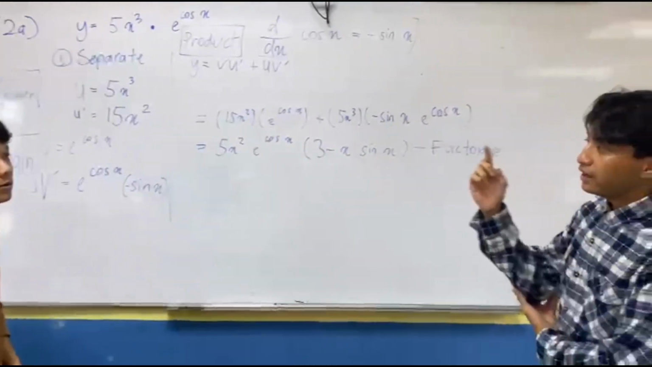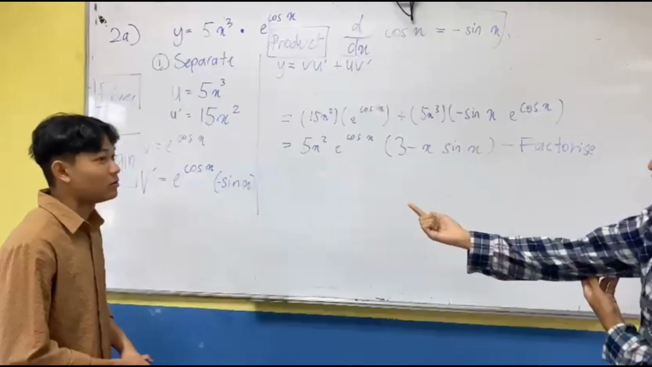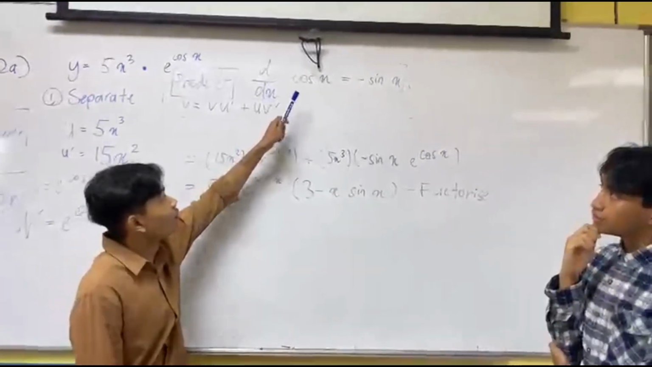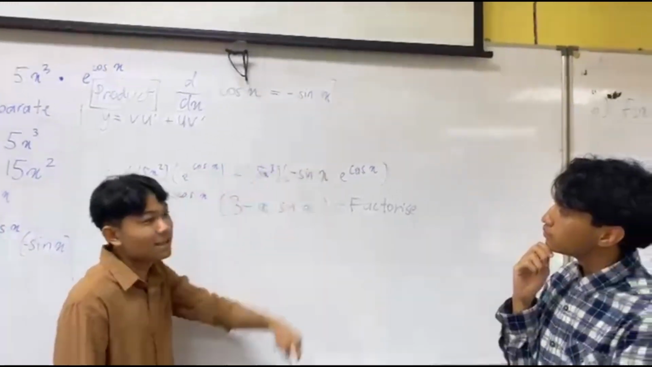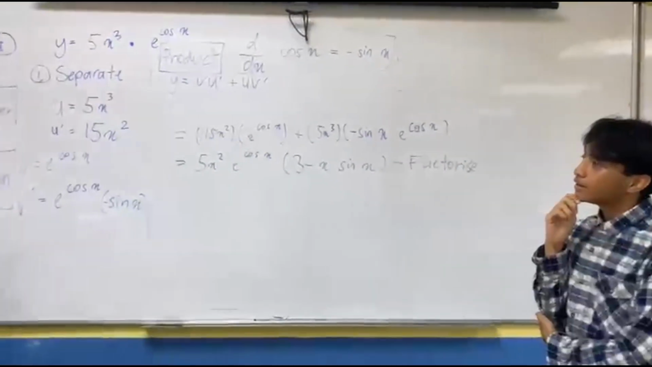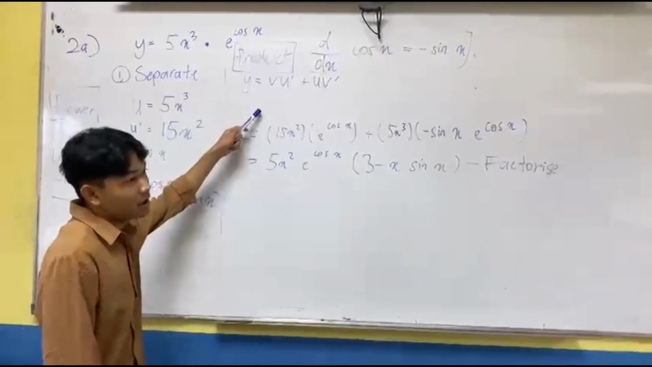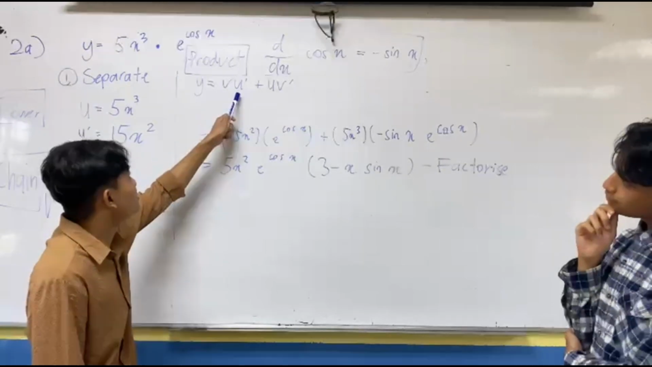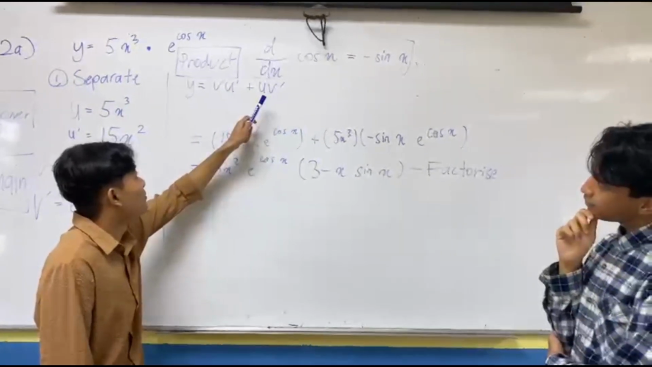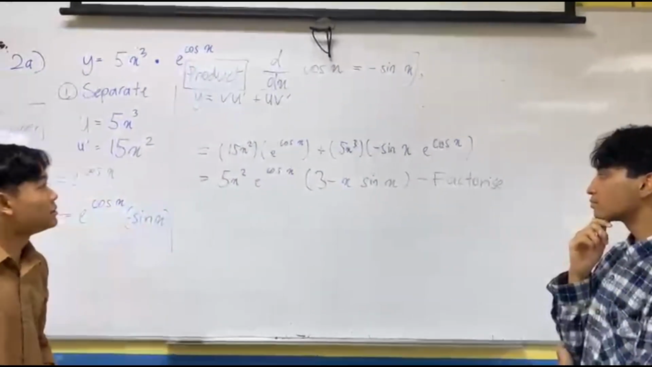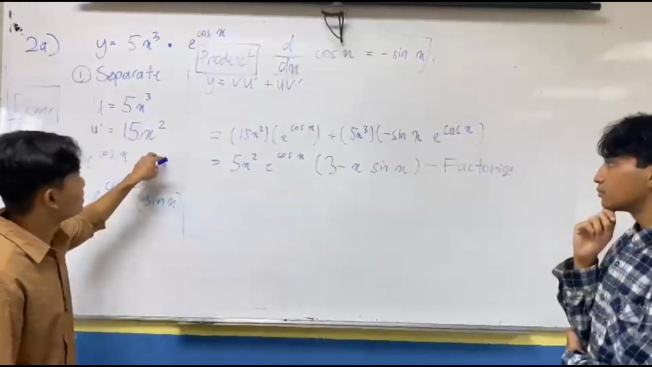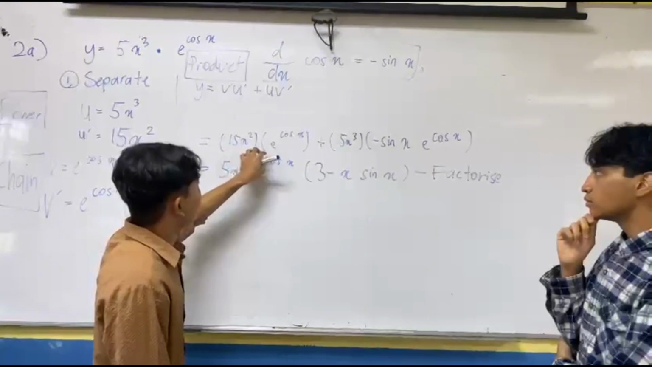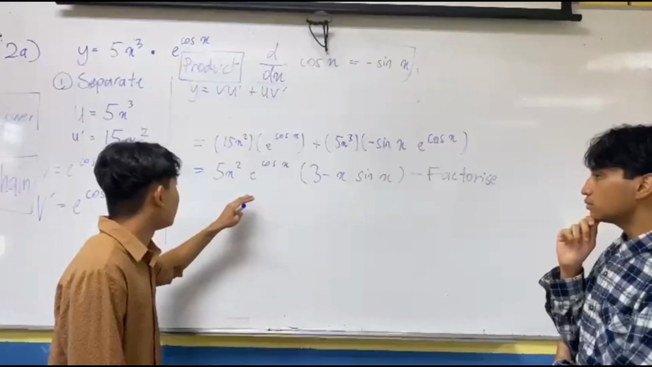I want to ask something. Why is the v prime equals x multiplied by negative sin x? Okay, for your information, I use the derivative of cos x equals negative sin x. Yes. So for the second step, I use the product rule. So this is the formula of the product rule: y prime equals v multiplied by u prime plus u multiplied by v prime. So I combine all of the variables into this formula. So after I combine all of these variables, I factorize it to get this answer.